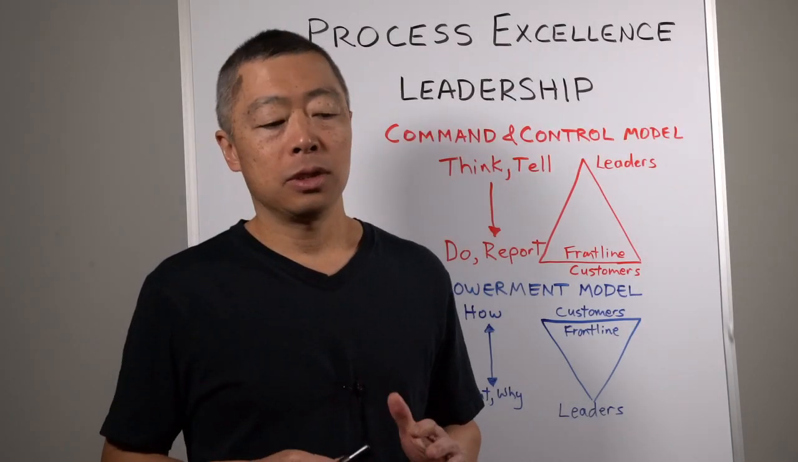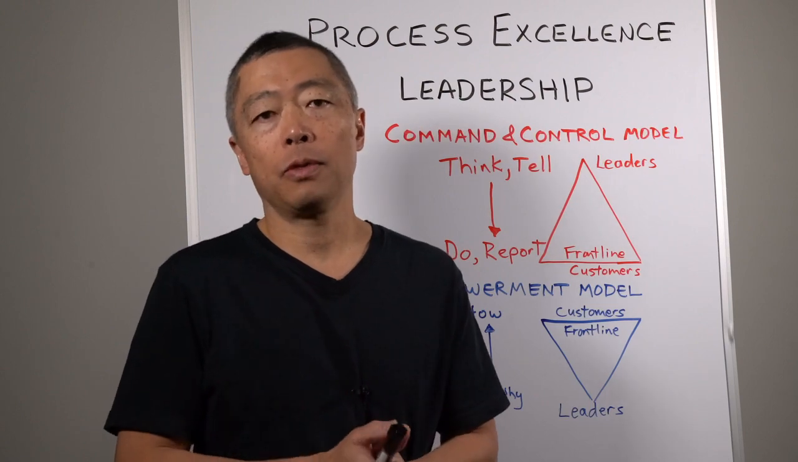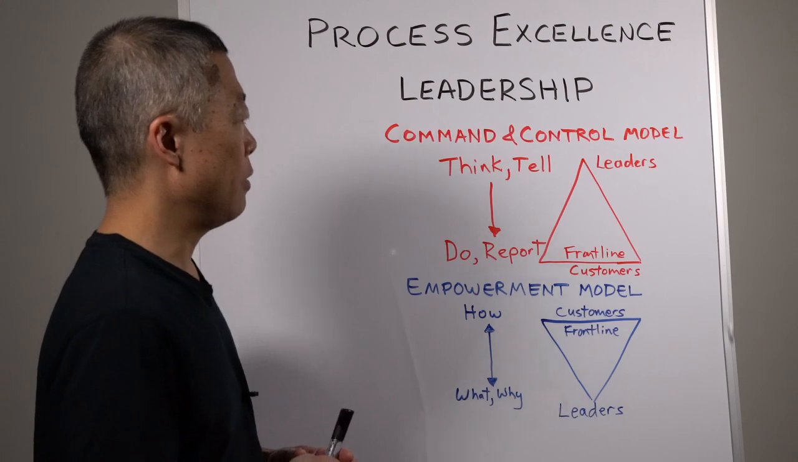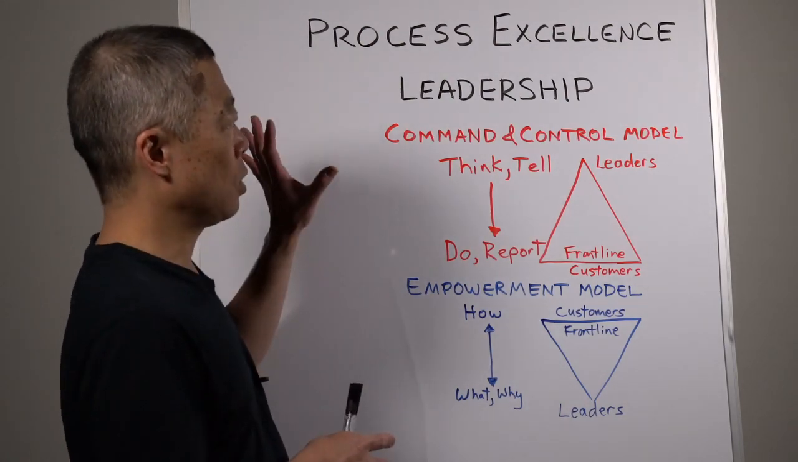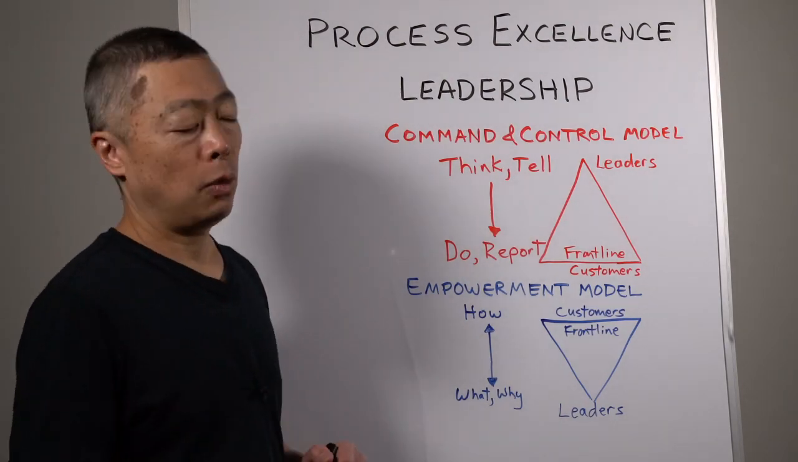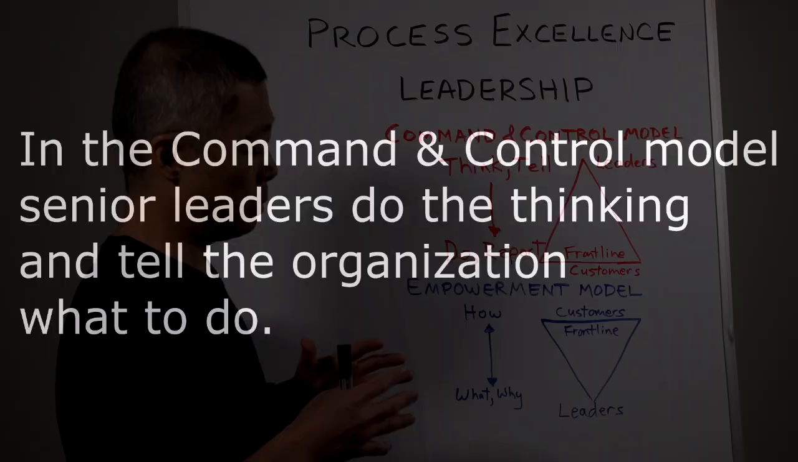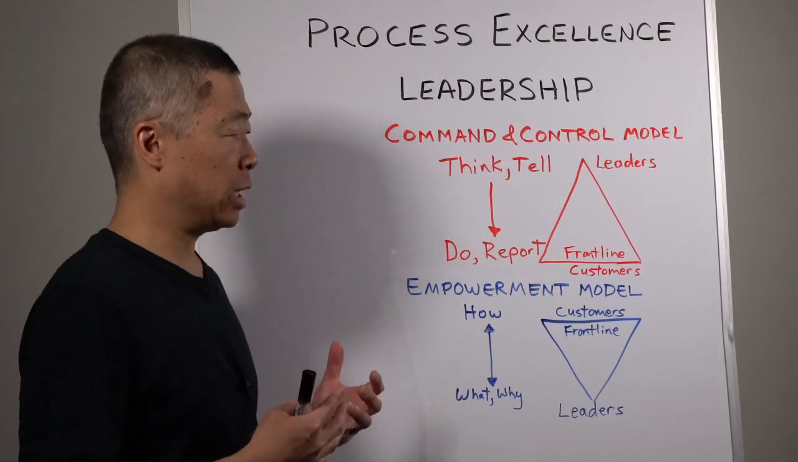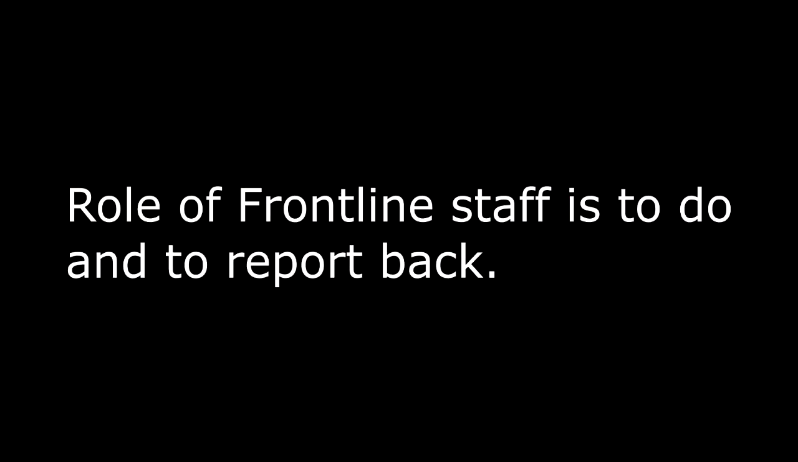In this segment, I'd like to describe the model of leadership which leads to process excellence. The traditional model of leadership is the so-called command and control model, where a few senior leaders do the majority of the thinking for the organization, and they tell the organization what to do. And the role of frontline staff and management is to do and to report back.